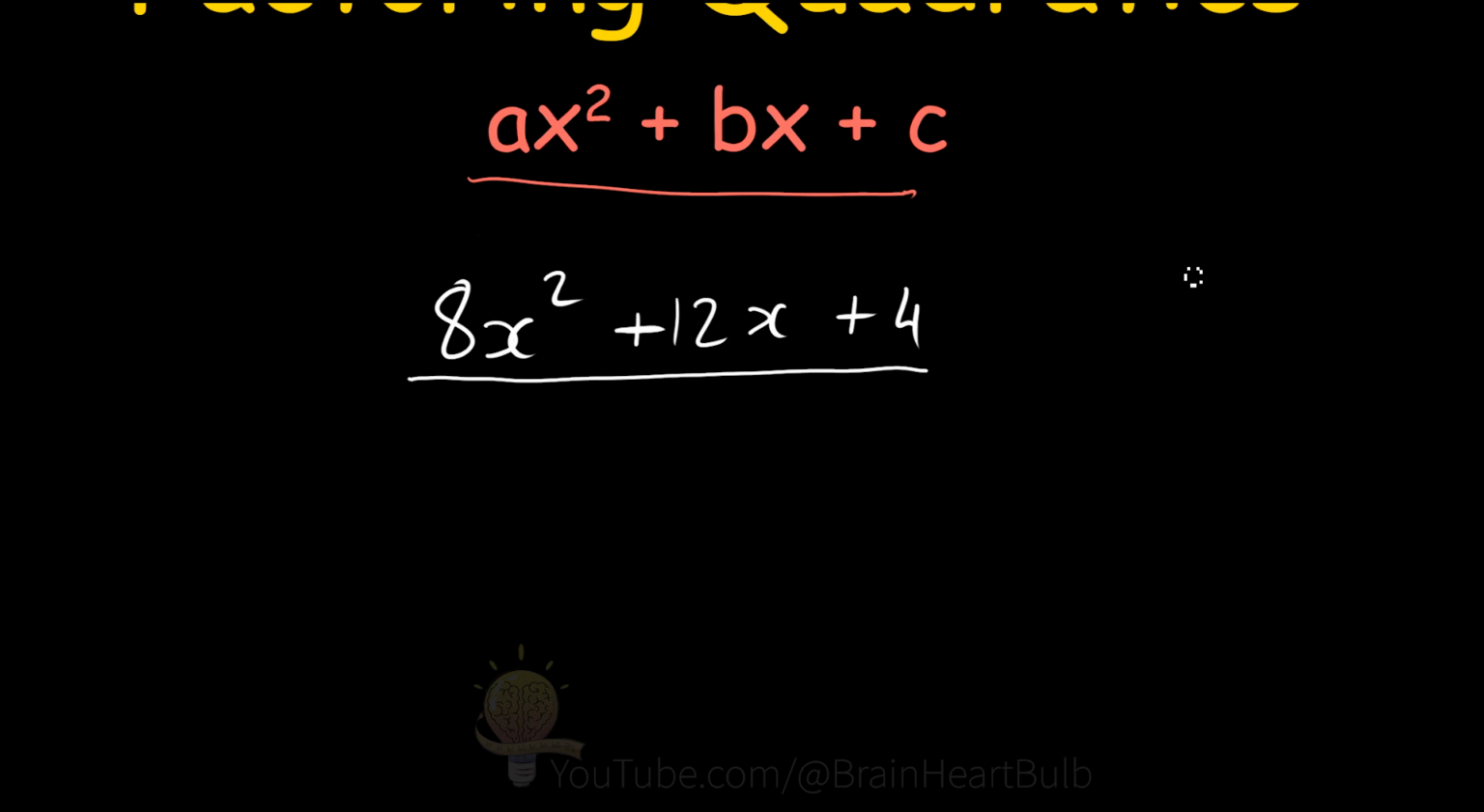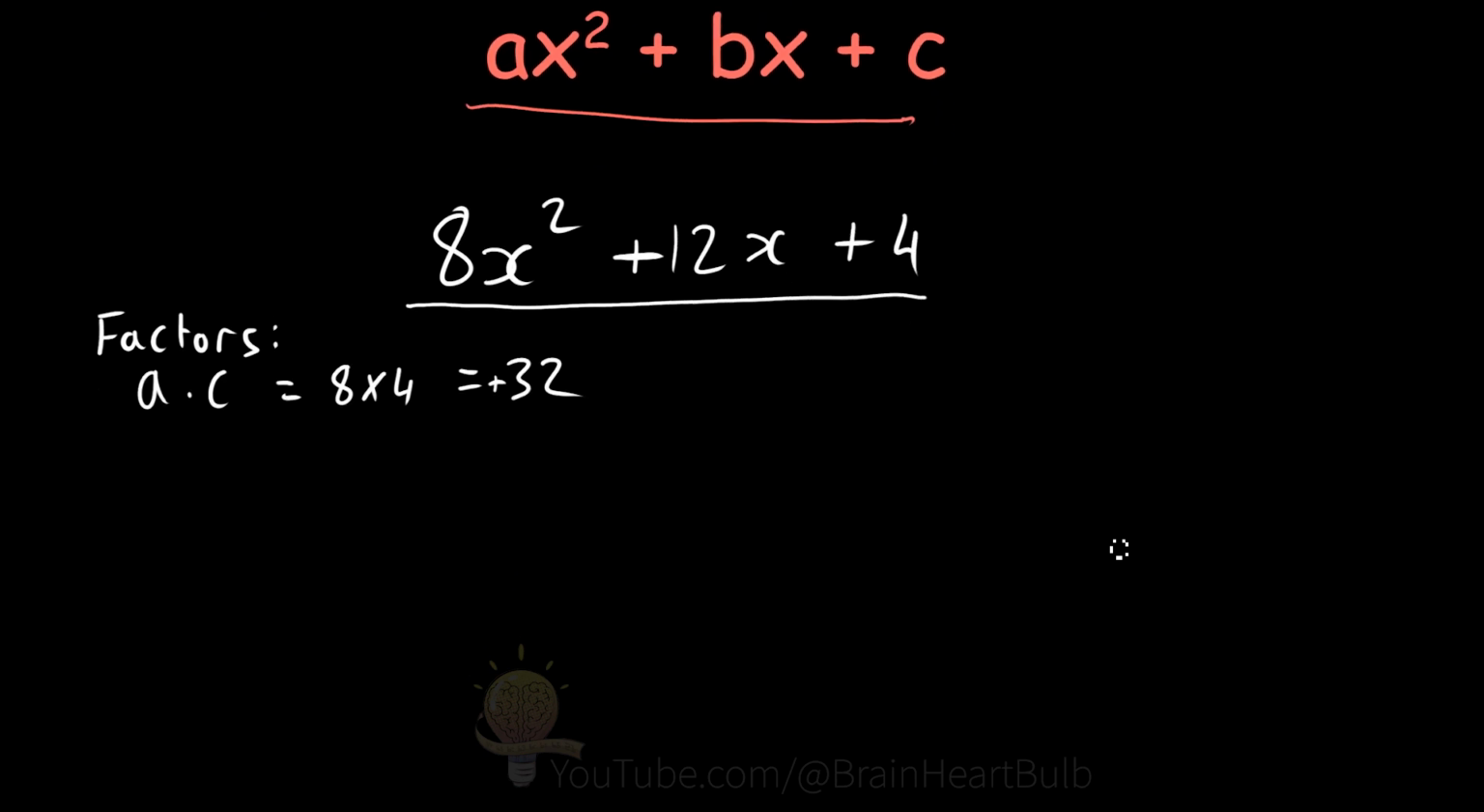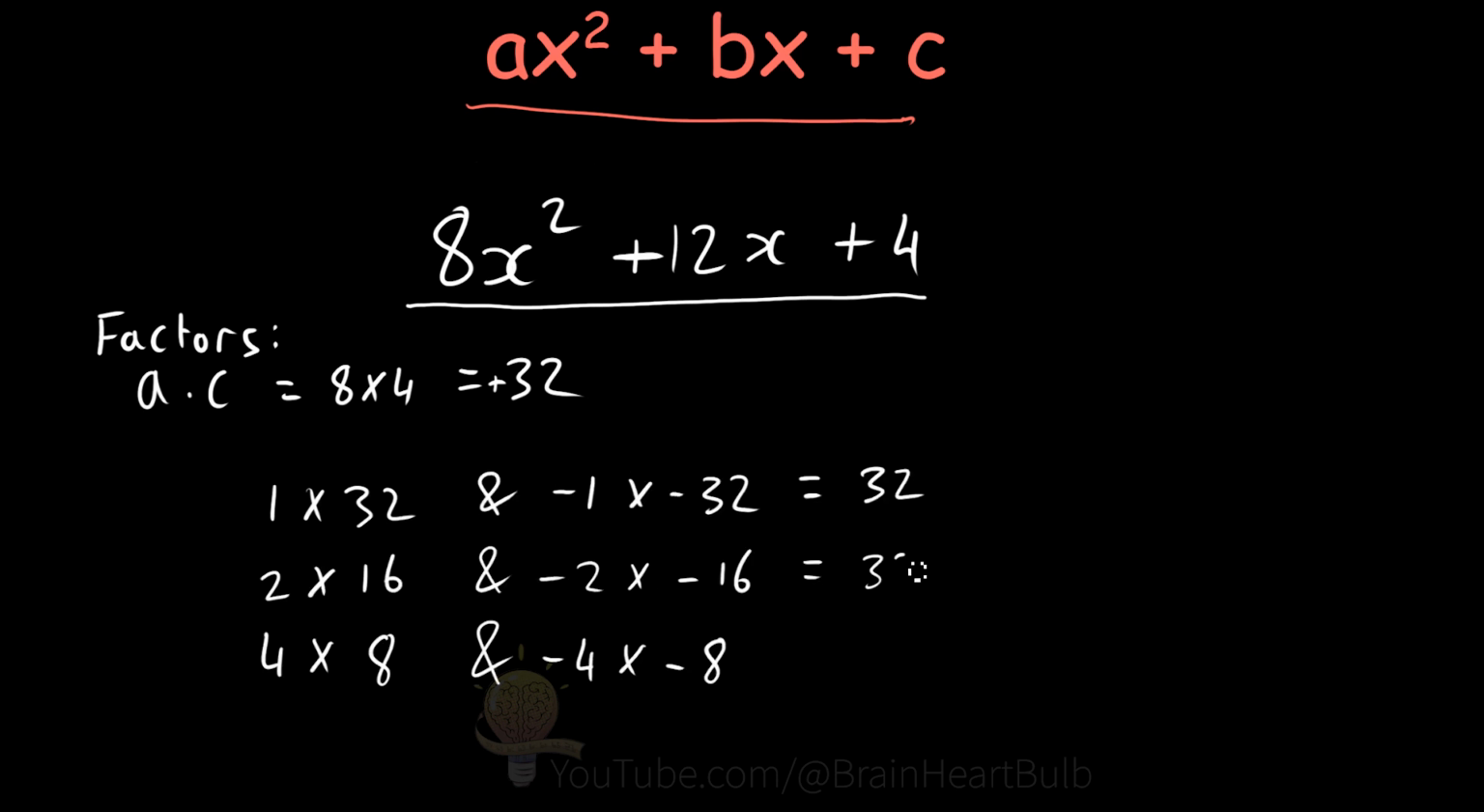So our first step is to list all the factors of a multiplied by c, which in our case is equal to 8 times 4, which is equal to 32. So we need to find all the factors of positive 32. So the factors of positive 32 are, and you'll notice here that I've also multiplied the negatives together because they also sum to positive 32.